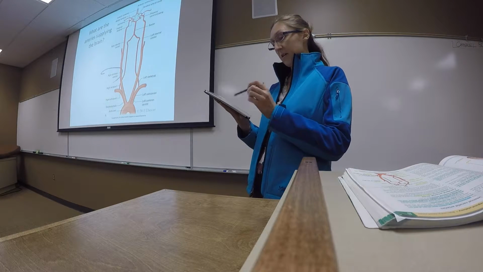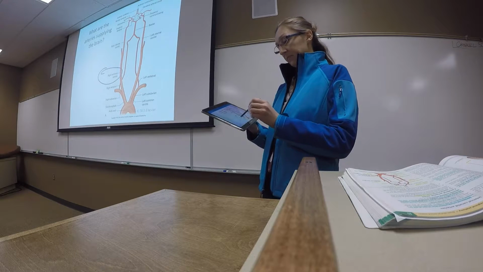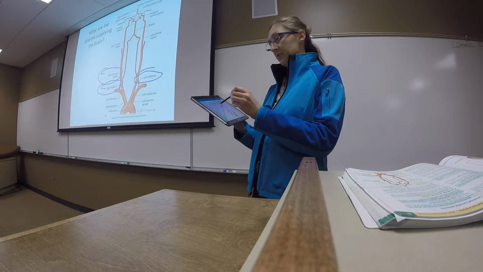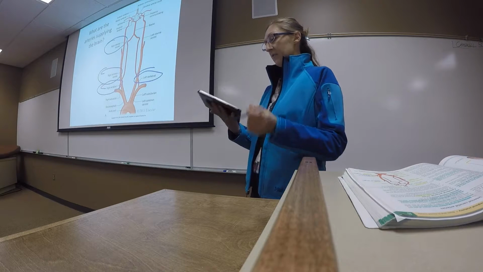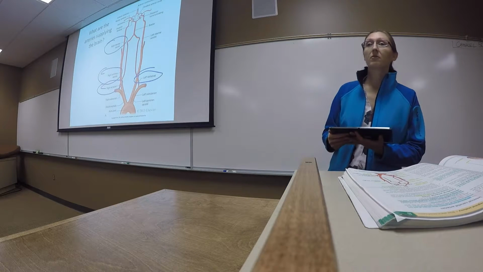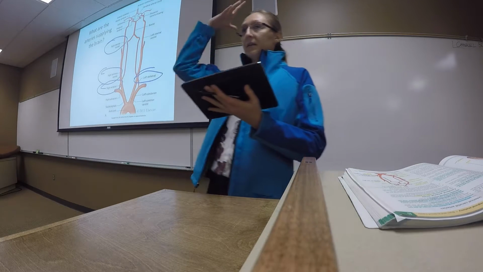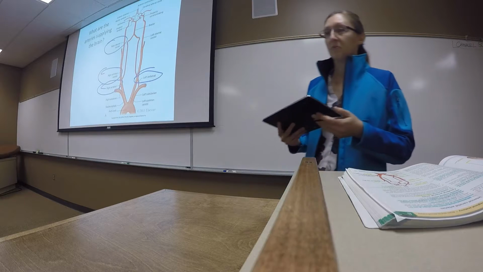Yep, common carotids and the vertebrals. Okay, and then the common carotids split into the external and internal. The internal are the ones that are going to supply the brain itself. The external go out and supply the face and superficial structures.